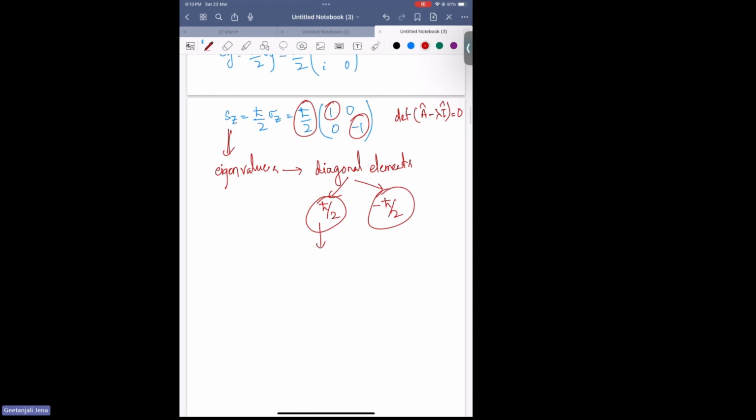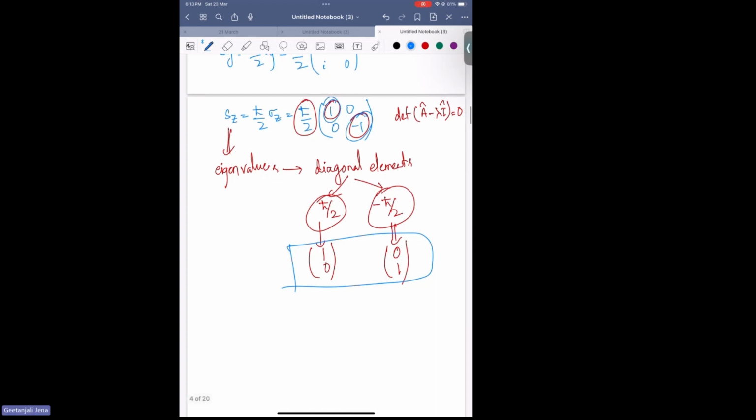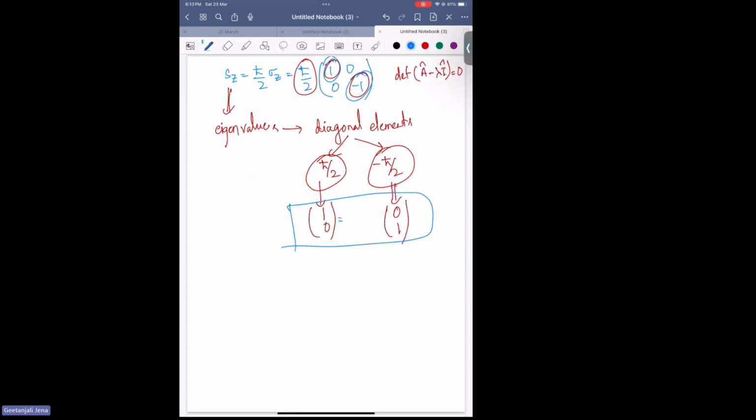And the eigenvectors, you can take as [1, 0] and [0, 1]. For any diagonal matrix, you can take these two vectors as the eigenkets, one for the upper element and the other for the lower element. Let us represent this one as the up state, half z, and this one as minus half z.